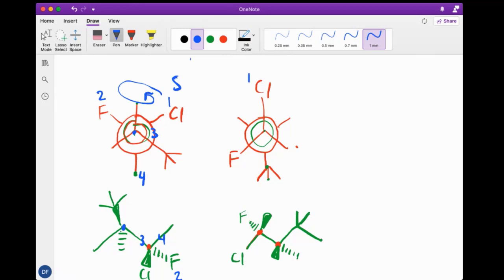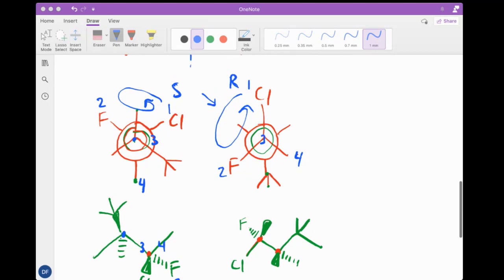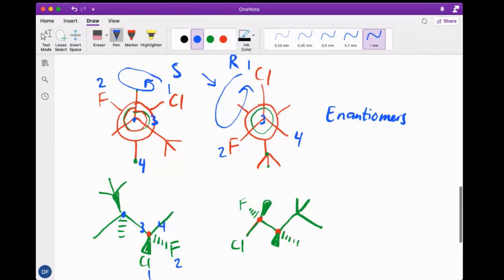And on this other molecule, we have 1, 2, 3, and 4. And looking at it this way, looking over here, that's an R. So you can see how these two are different. So this will be enantiomers. You don't have to check the other chiral carbon. If one of them is different already, then they would be enantiomers.